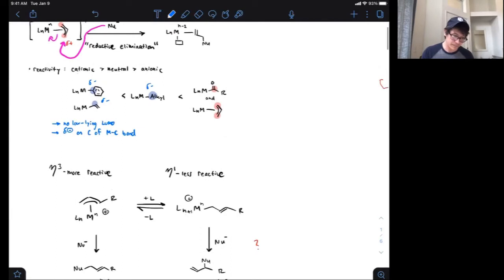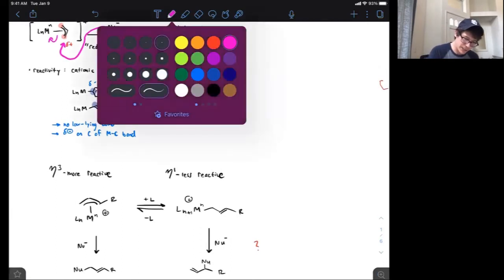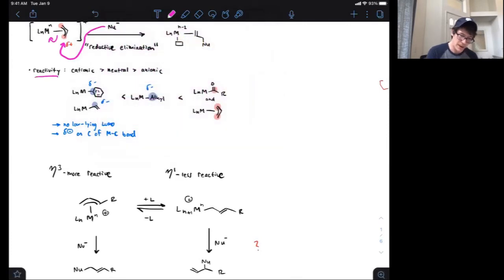And then in terms of their reactivity trends, as a first approximation, because these are reacting as electrophiles, you would expect cationic to be more reactive than neutral, then in turn to be more reactive than anionic. And these anionic metal-allyls is when you start to see the nucleophilic character turn on.